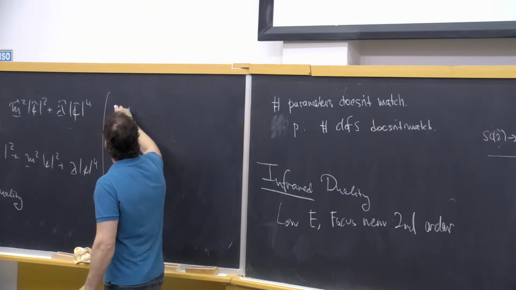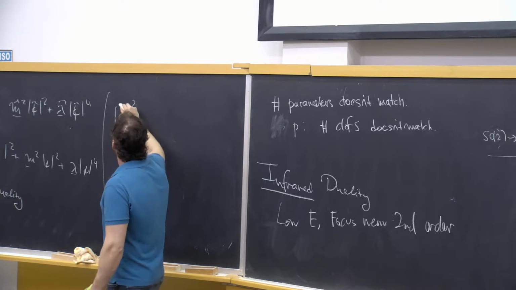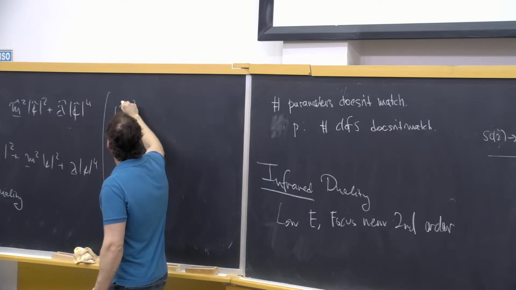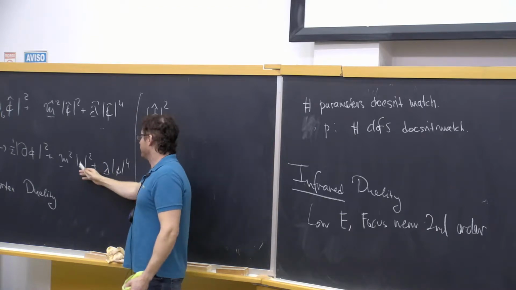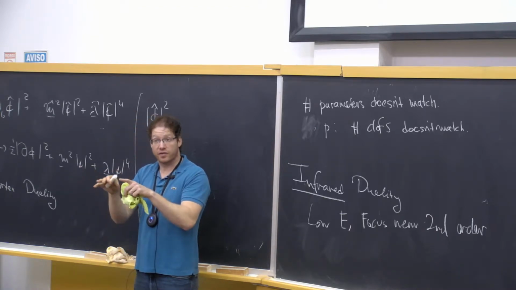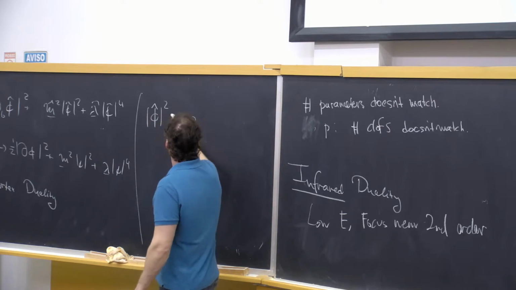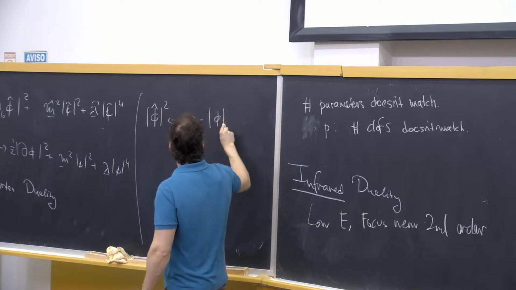So phi squared is a good local operator in this theory. You can ask, what does it map to in this theory? At least this should be true around the fixed point. Well, the main point is that it maps to minus phi squared.